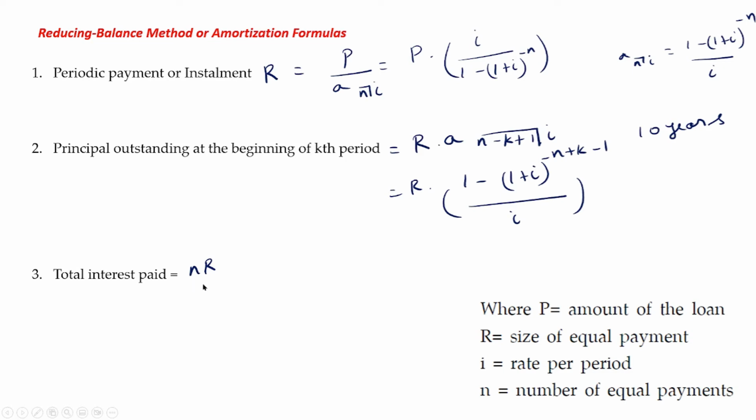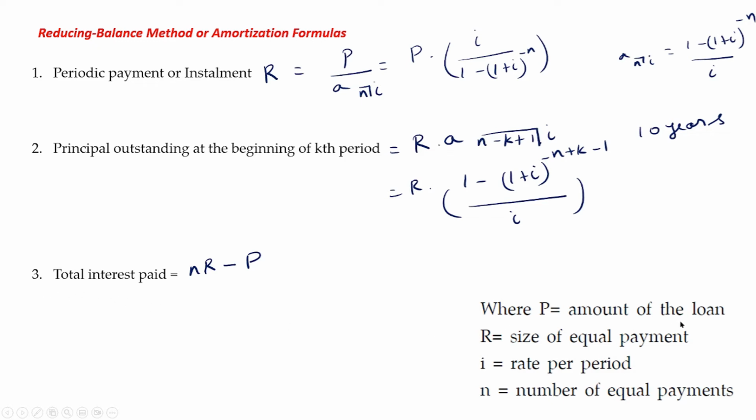Now this n into R, where R is the EMI, consists of both the principal and the interest. So if we reduce the principal from this, we will be able to find the total interest paid. The total interest paid is calculated as n into R minus P.